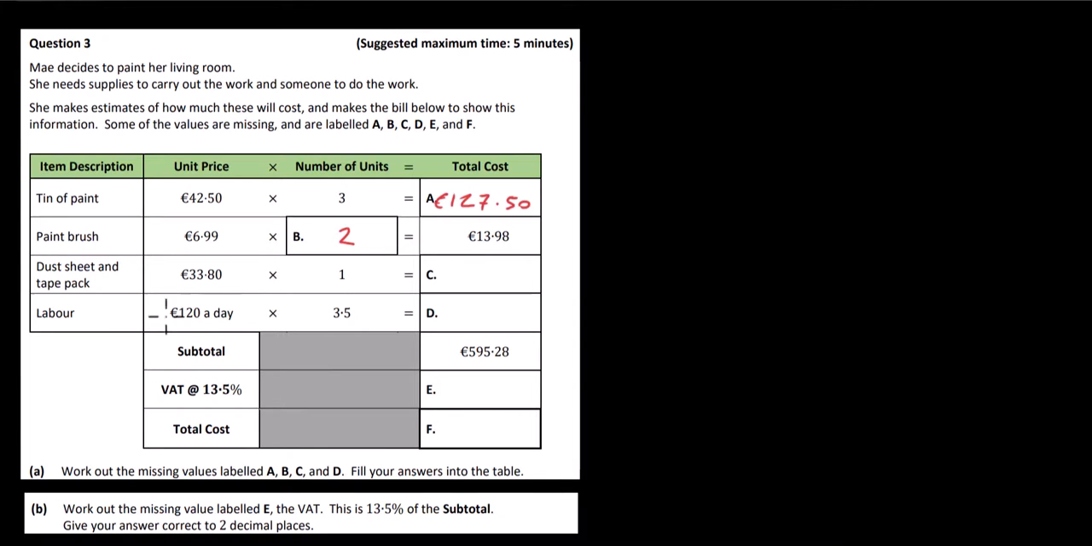Next one is very, very simple. Dust sheet and tape pack. She needs 1 of those and they cost $33.80, so it's just $33.80 here.